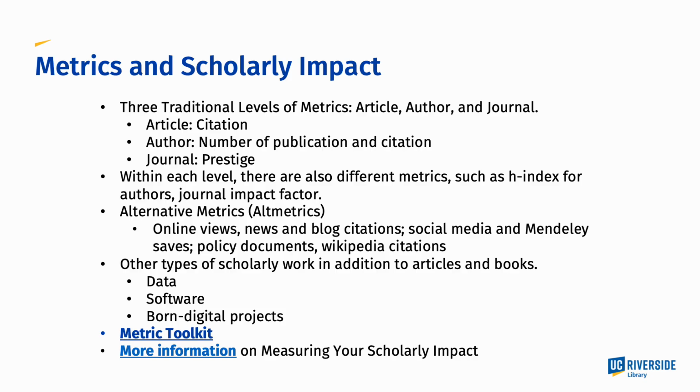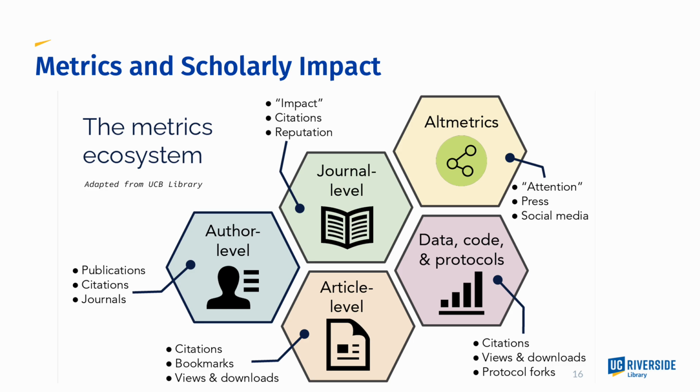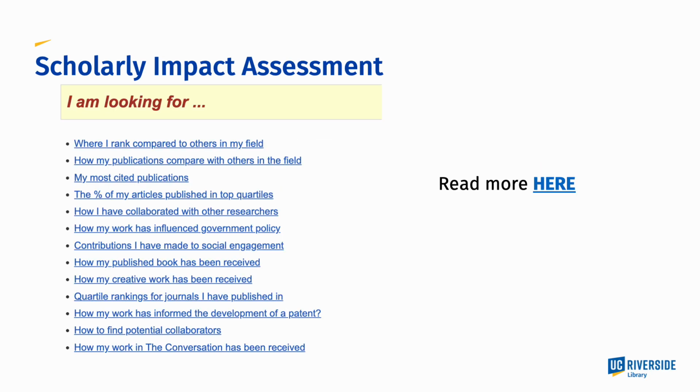I also want to emphasize Altmetrics, which tracks and measures scholar impact in a non-traditional and more comprehensive way, which includes surveying various spaces online, such as social media, blogs, policy documents, and Wikipedia citations. This visualization summarizes well the three traditional levels: article, author, journal, and non-traditional ways of measuring scholarly impact, such as measuring online presence and other types of scholarly outputs, including datasets and software. Take a minute to go through different scenarios for scholarly impact assessment.